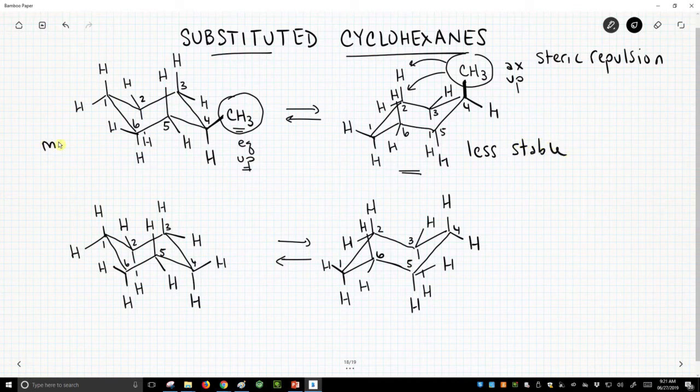And this one would be more stable. So there would be a preference in this equilibrium. The left-hand side will be favored. In general, you want your R groups to be equatorial if you can.